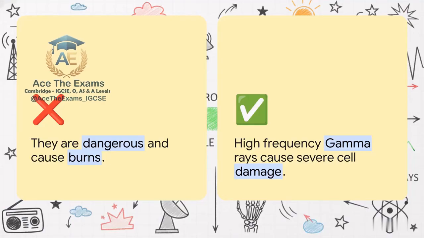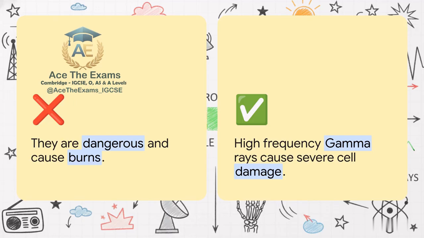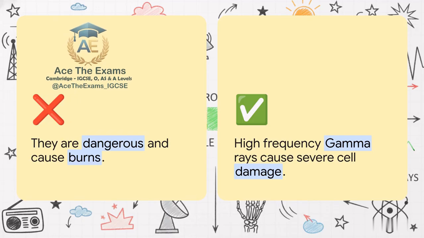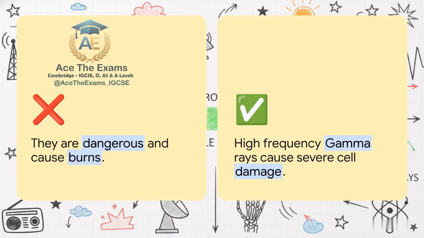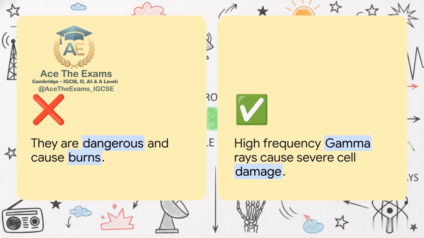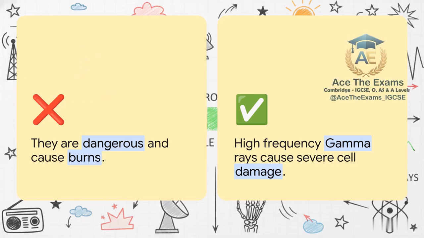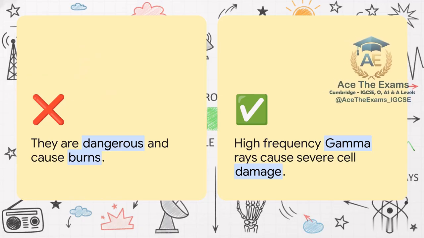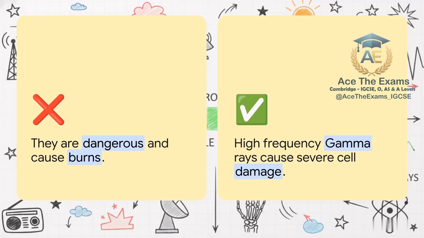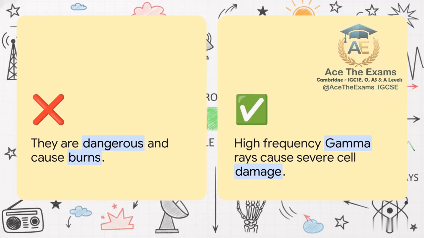So let's do a spot the error correction. The 0-mark answer says, they are dangerous and cause burns. See how vague that is? It applies to the wrong, lower energy part of the spectrum, and it entirely misses the scientific reasoning. But look at the top band framework answer. It applies our 4 steps flawlessly. For concept and evidence, it states, high frequencies like X-rays and gamma rays carry the most energy. Then, for scientific reasoning and exam-safe wording, it adds, causing severe cell damage. Boom, 2 out of 2 marks, secured. Using this method literally eliminates the guesswork completely.